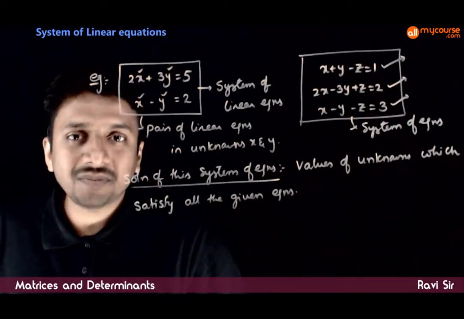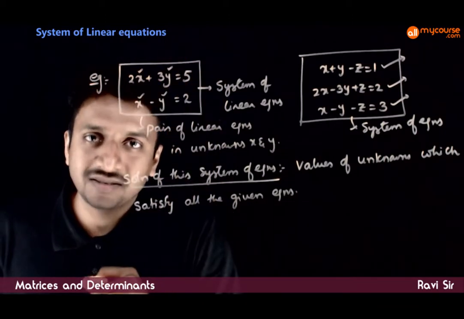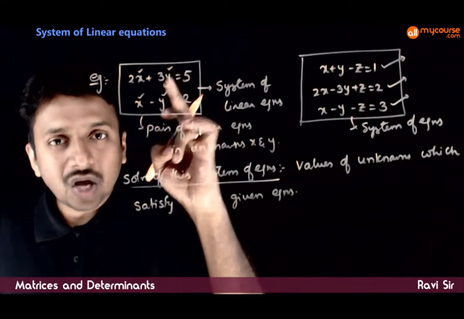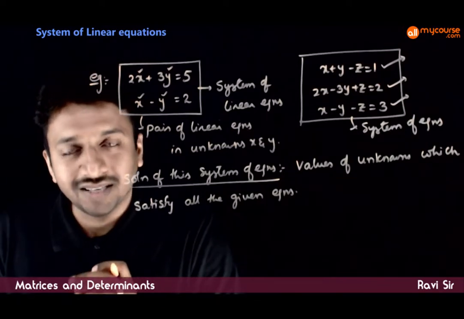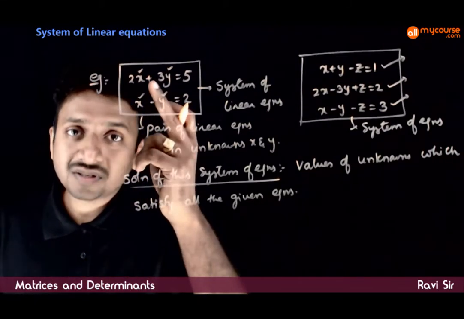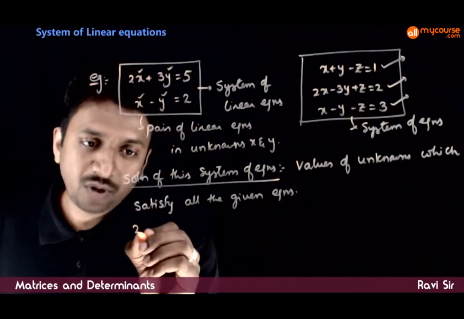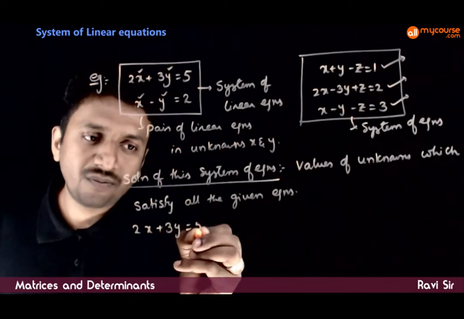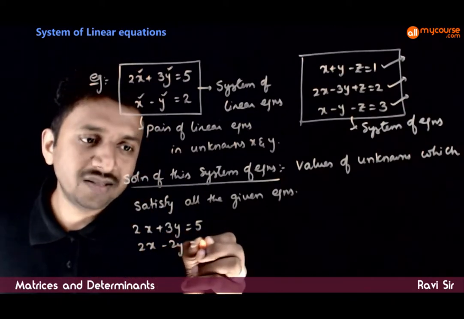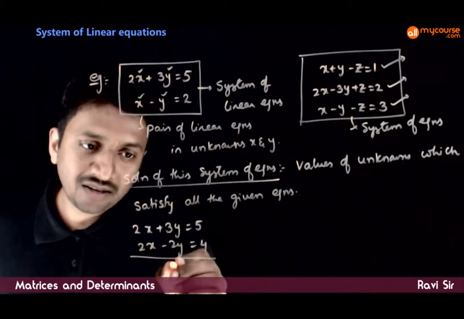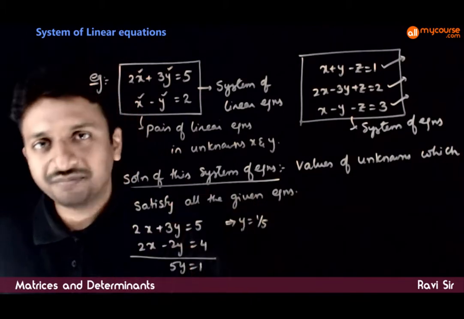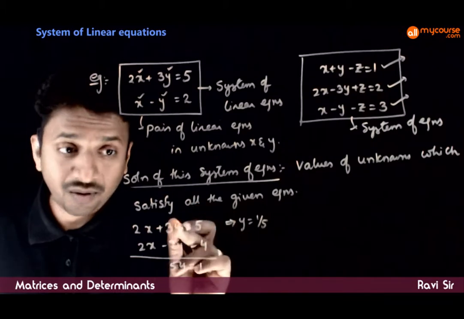So you have already had some introduction of how to solve equations in your lower classes. For example, if you have these two equations, a pair of linear equations, you can solve them using any of the three methods that you know: the substitution method, elimination method and cross multiplication method. If you use the elimination method, you have 2x plus 3y is equal to 5. I'll multiply the second equation by 2, so 2x minus 2y is equal to 4. If you subtract one from the other, you get 5y is equal to 1. This implies y is equal to 1 by 5. So you get the value of y.